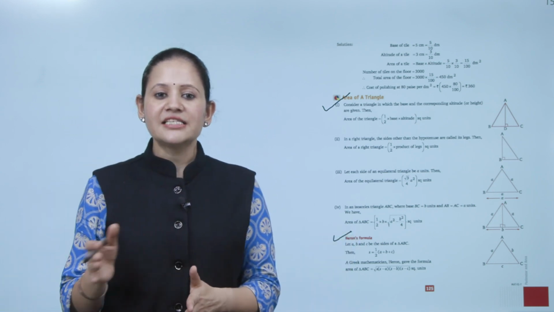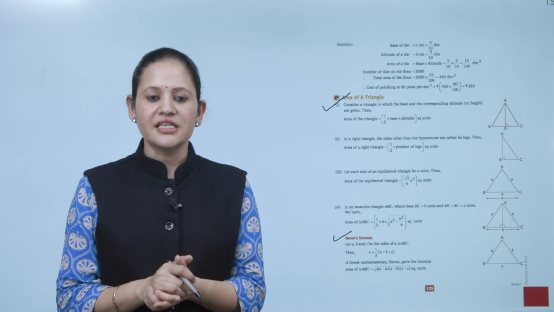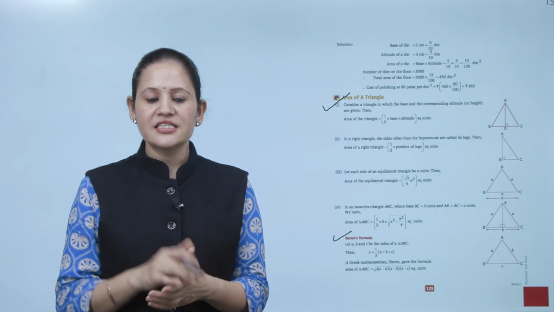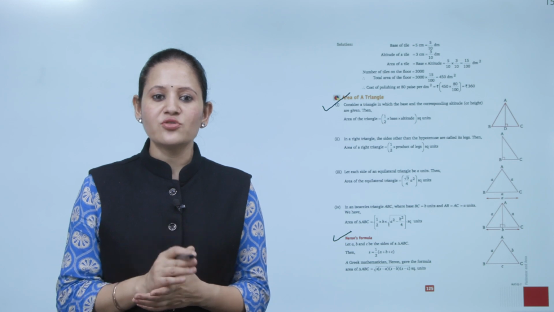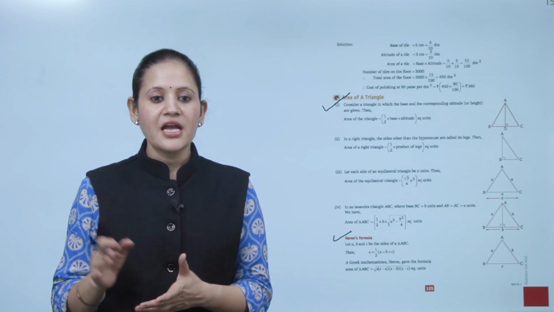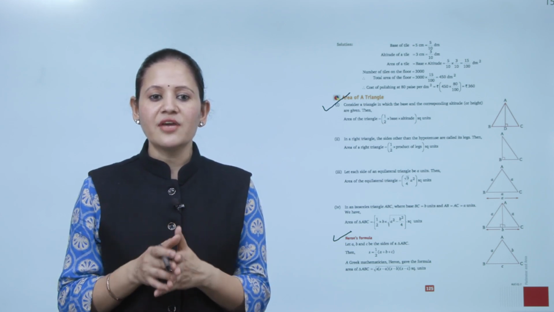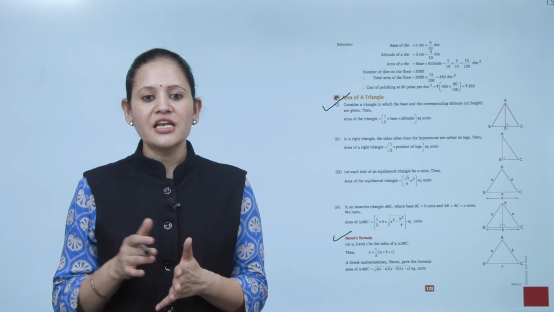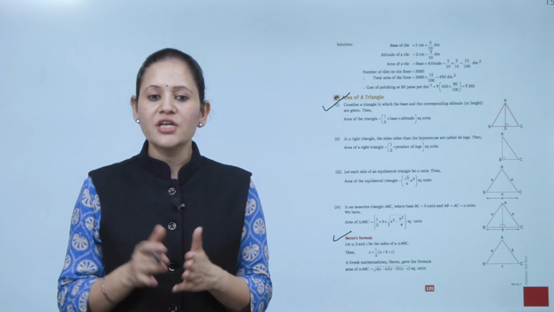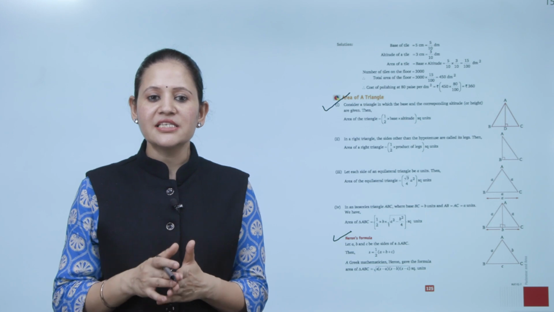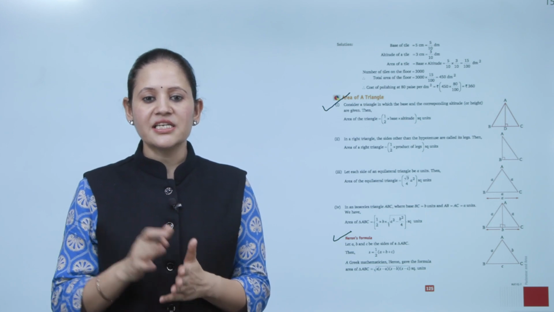Let A, B and C be the sides of triangle ABC. Then S, the semi-perimeter, is equal to 1/2 (A plus B plus C). A Greek mathematician, Heron, gave the formula. The area of triangle ABC is equal to √S multiplied by (S minus A), (S minus B) and (S minus C) square unit.